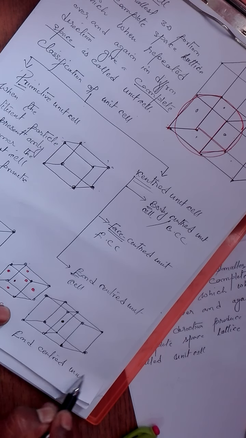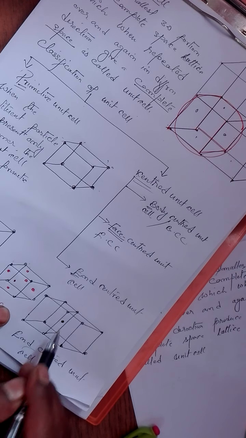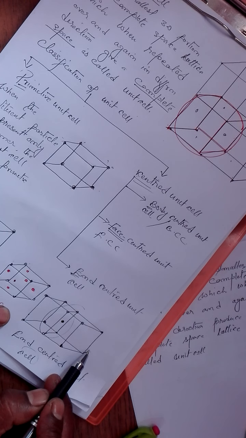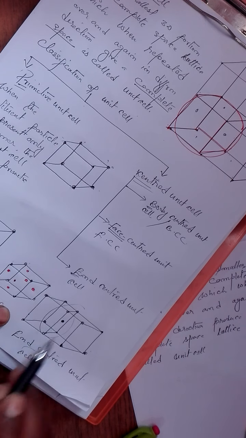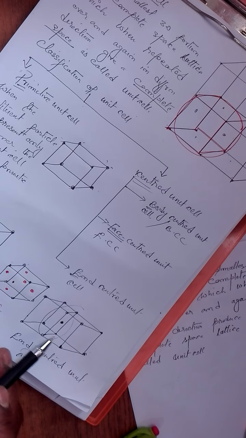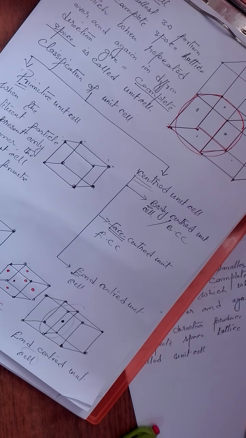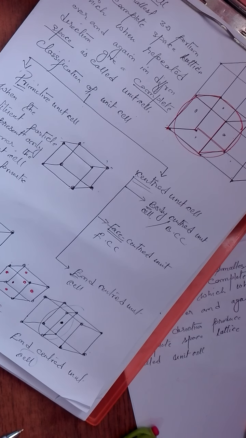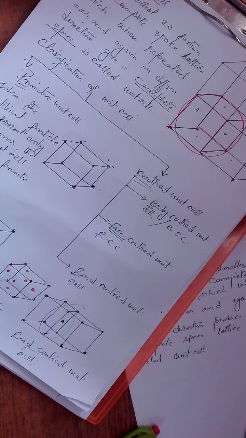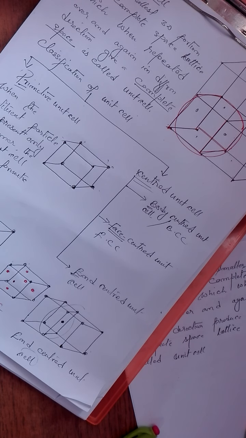Why do we call it an end-centered unit cell? Because at the end face, which is joining the 2 unit cells, it contains one particle at the face. So this type of unit cell is known as an end-centered unit cell. That will be all with the types of unit cell. In my next explanation, I will be explaining the number of atoms in a unit cell.